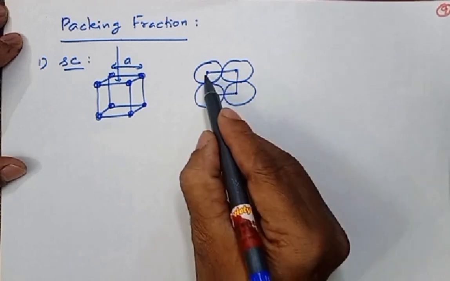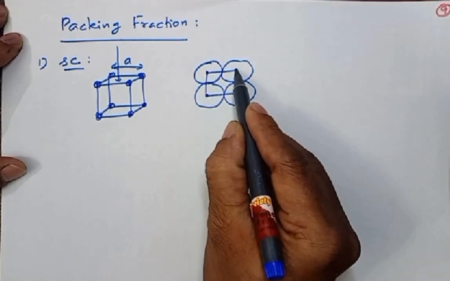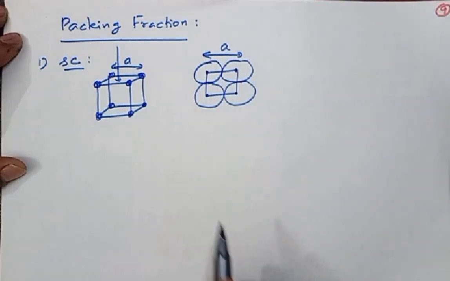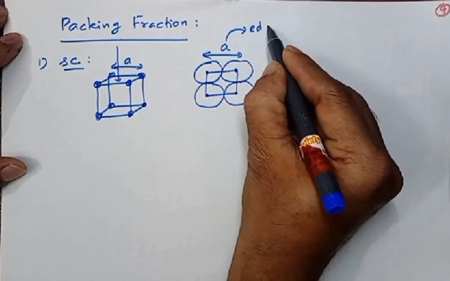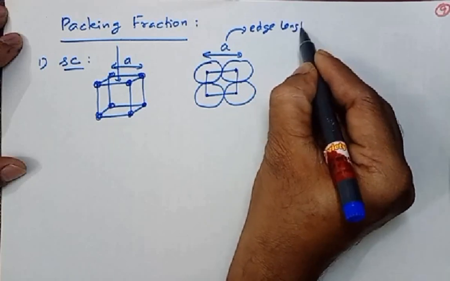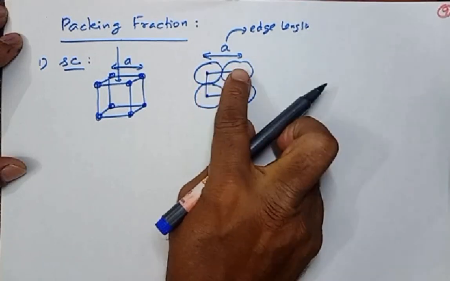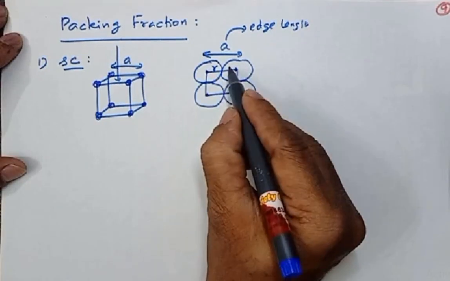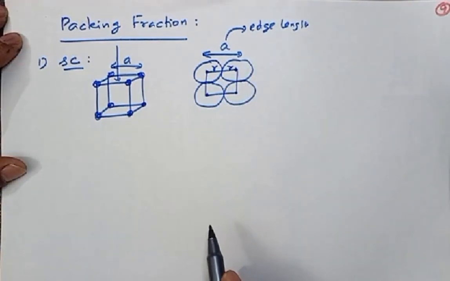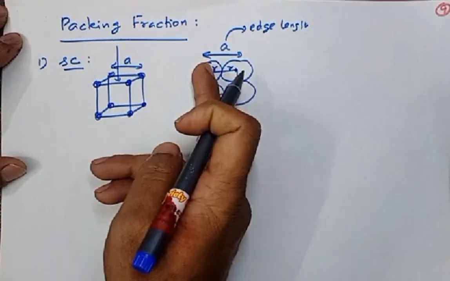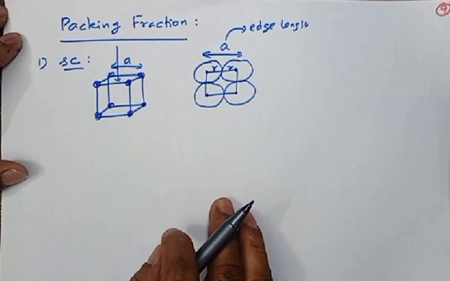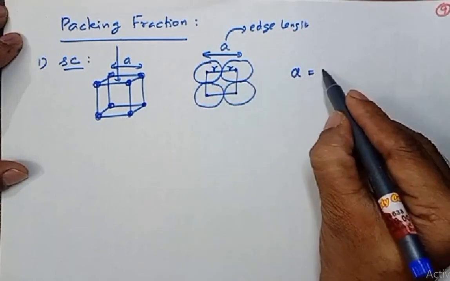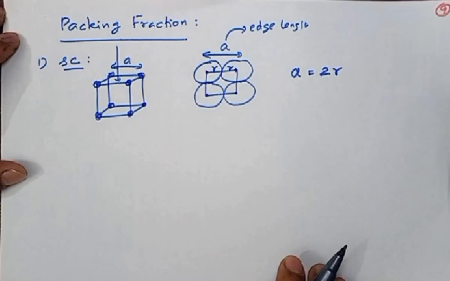Now listen, the length from this center to this center is actually A. It is also called the edge length. All the atoms here are similar. Therefore, if this is the radius of one atom, this is the radius of the other atom, and they are equal. So in this case, the edge length A is equal to 2 times R.